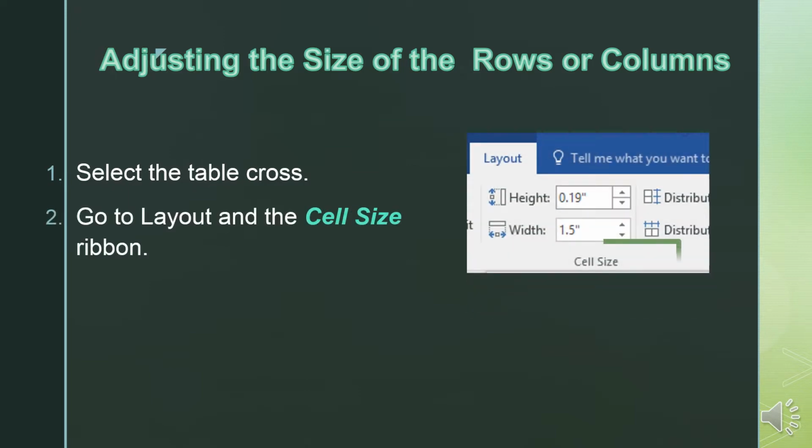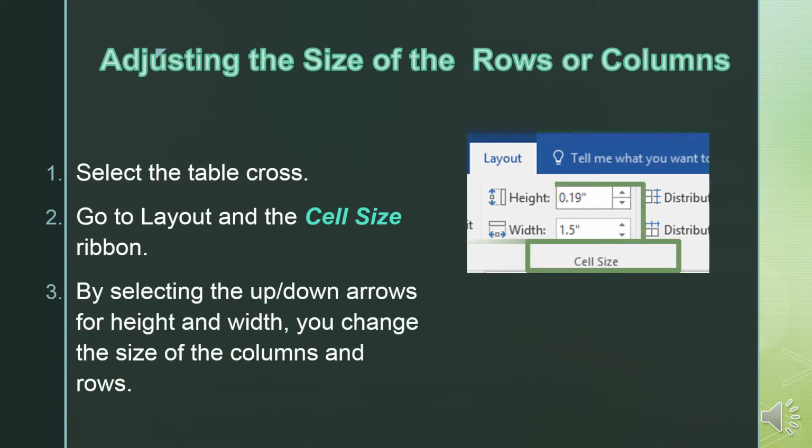Adjusting the size of the rows and columns. Select the table cross. Go to Table Tools Layout and the cell size ribbon. By selecting the up and down arrows for height and width, you change the size of the columns and rows.